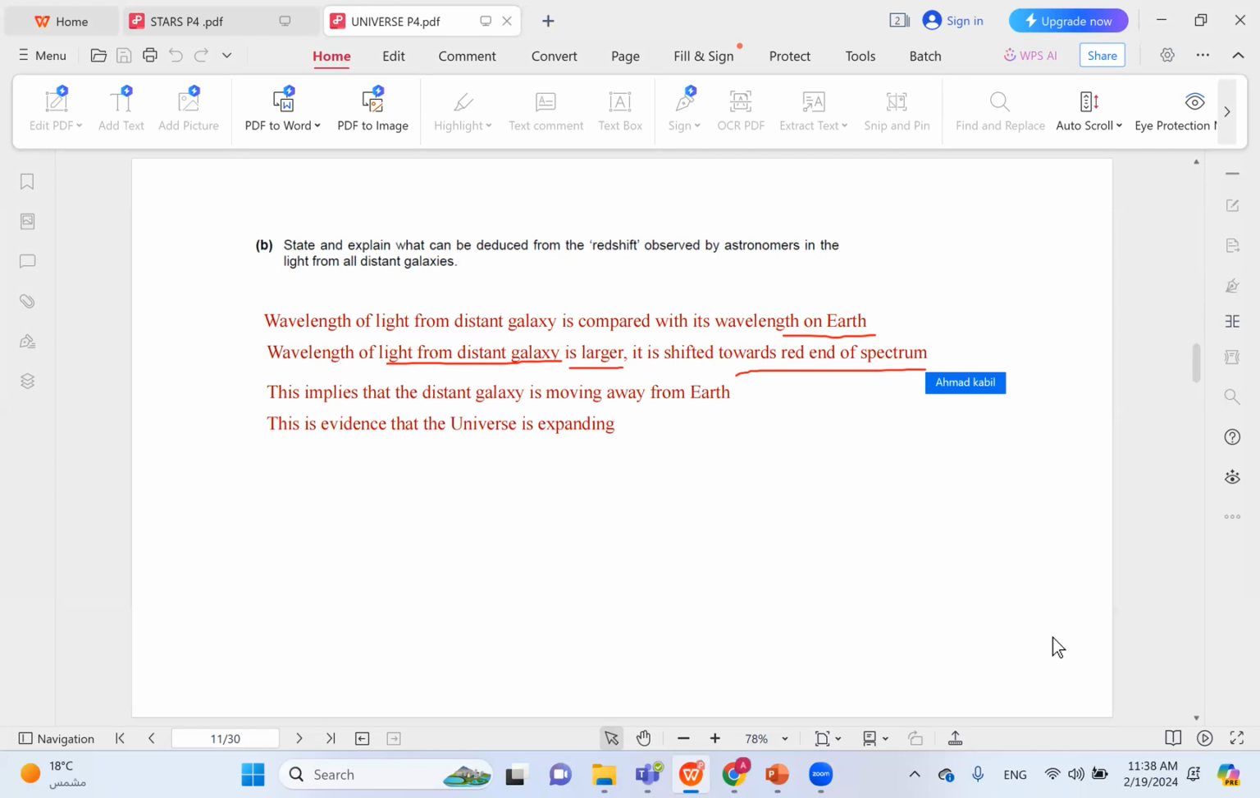So how do we make use of this? This tells us that the distant galaxy is moving away from the Earth. And the fact that the galaxy is moving away from the Earth means that long ago it was closer to the Earth than it is right now, which tells us what? It tells us that the universe is expanding. So this is the summary of what redshift is and how it helps us understand the universe.